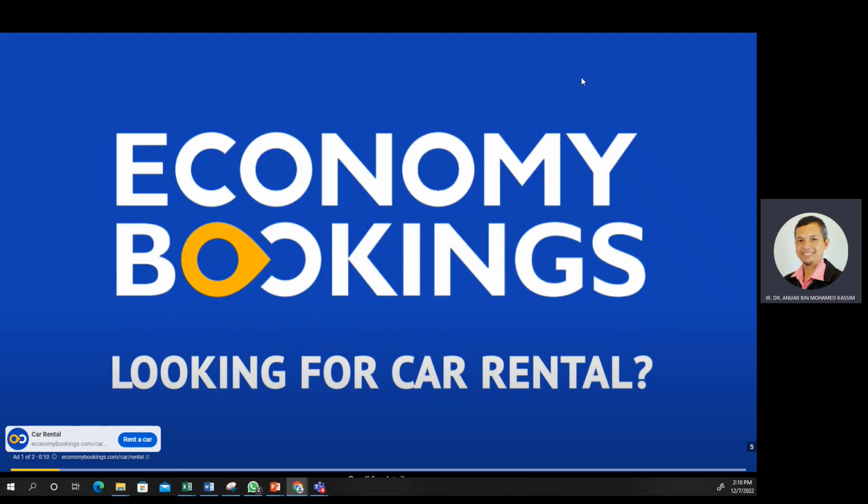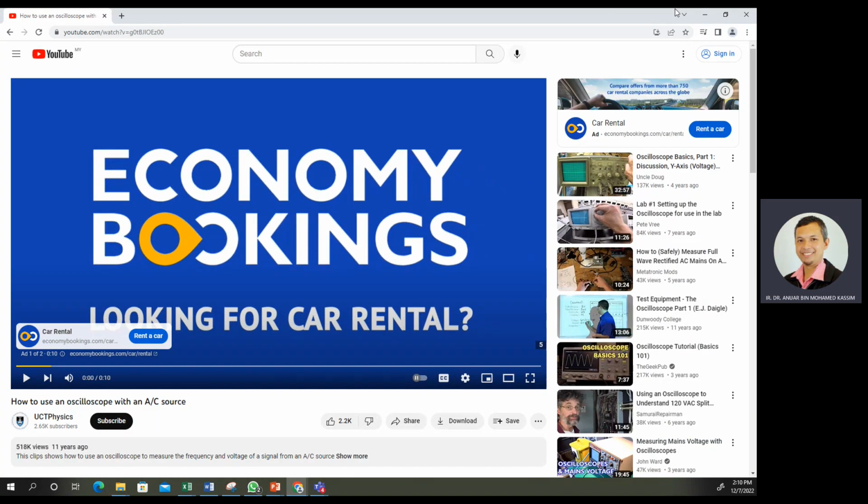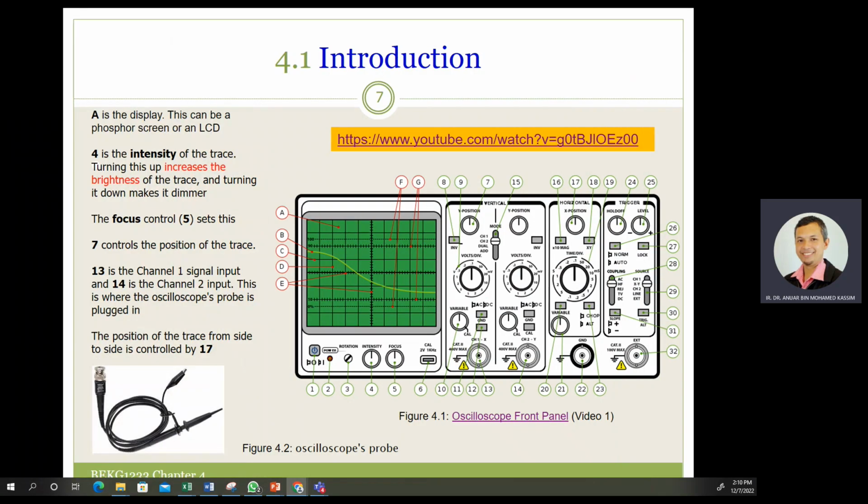Okay. That's how we can use the oscilloscope, based on the tutorial on YouTube. Okay, so now this is how we can know the basic functions of the oscilloscope.